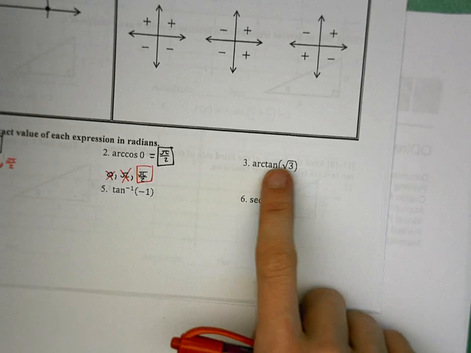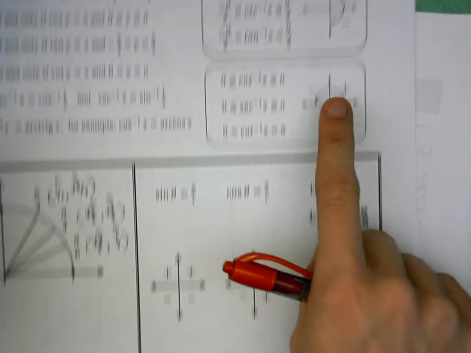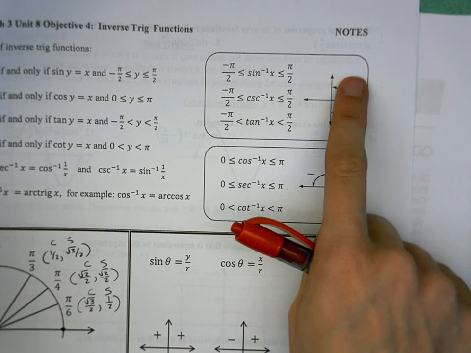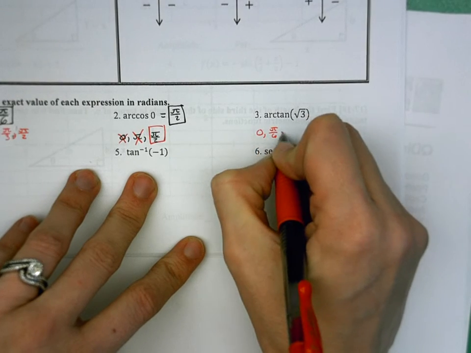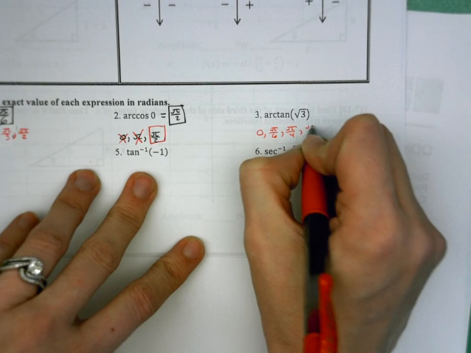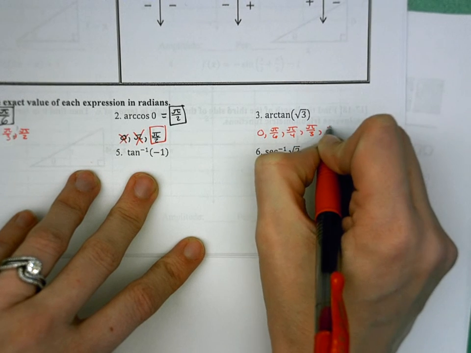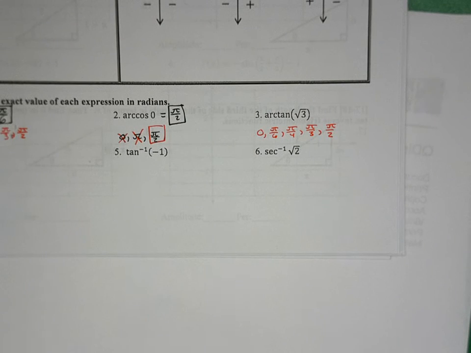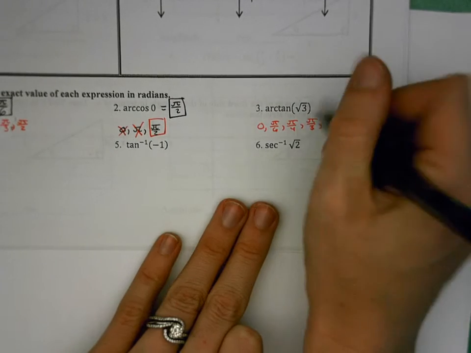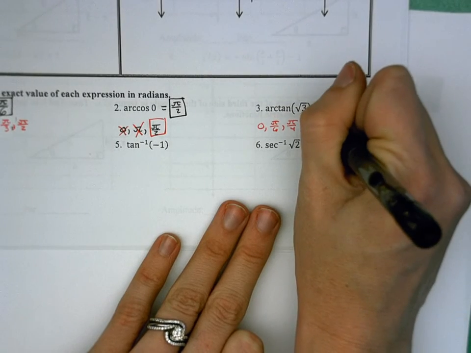In this case, this is a positive root 3, so we're going to be figuring out which of my angles in my first quadrant gives me a tangent of root 3. That would be 0, pi over 6, pi over 4, pi over 3, or pi over 2. And so then you'd be checking each of them. What's the tangent of 0? What's the tangent of pi over 6? Etc., until you eventually landed on the fact that the tangent of pi over 3 is root 3.